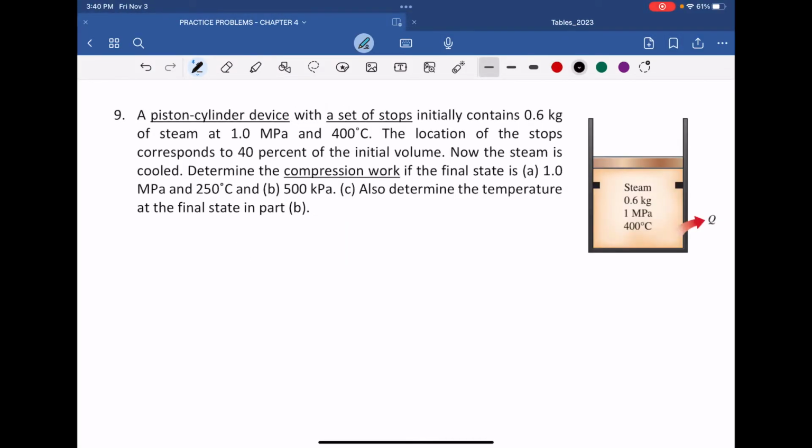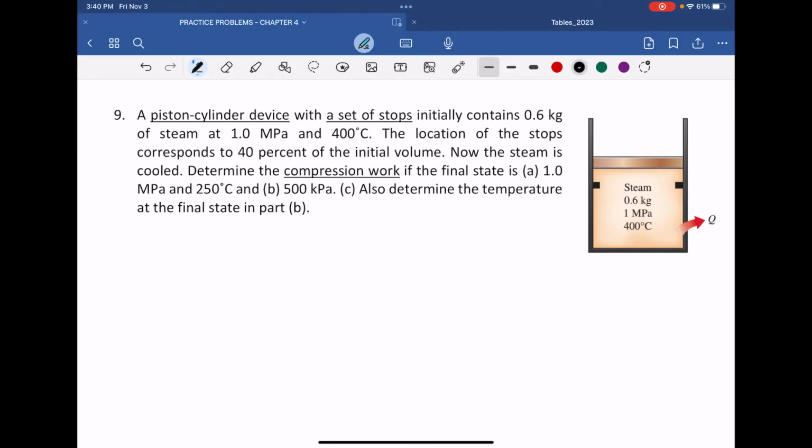A piston cylinder device with a set of stops initially contains 0.6 kilogram of steam at 1 megapascal and 400 degrees Celsius. The location of the stops corresponds to 40% of the initial volume. Now the steam is cooled. Determine the compression work if the final state is (a) 1 megapascal and 250 degrees Celsius, and (b) 500 kilopascal. Also determine the temperature at the final state in part B.